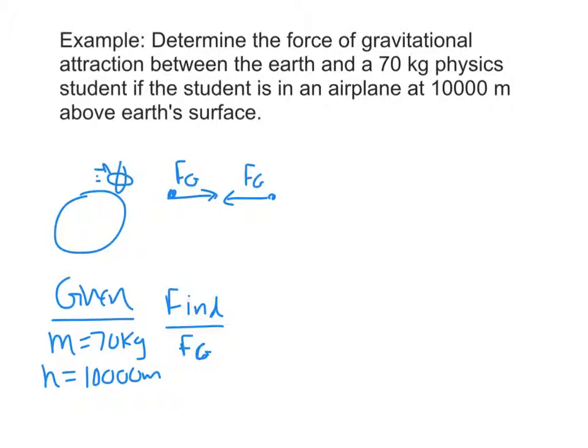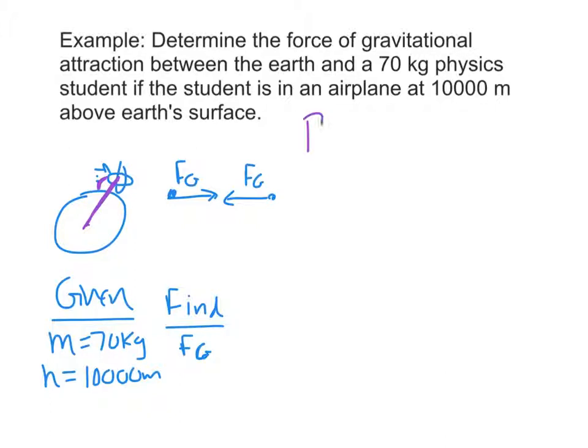It tells us that they're 10,000 meters above the Earth's surface. If you recall from the first slide, your distance is measured from center to center. So we're looking from the center of the Earth to the center of the student who's in the airplane. That's why I use this term height, because that's referring to how far above the surface of the Earth that student is.